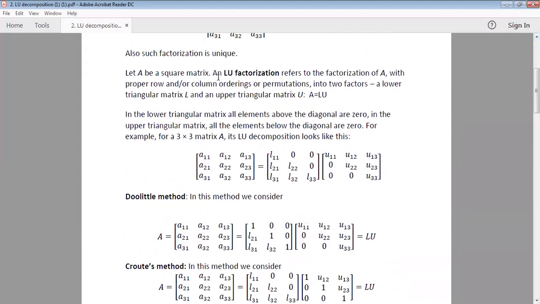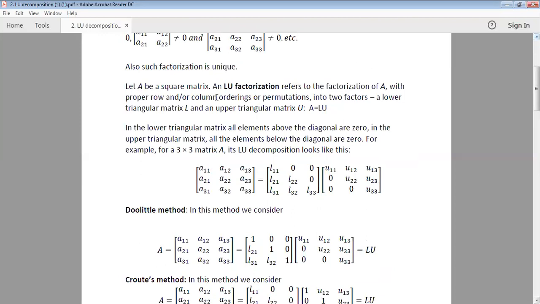Let A be a square matrix, and LU factorization refers to the factorization of A, with proper row and or column orderings or permutations, into two factors, a lower triangular matrix L and an upper triangular matrix U, that is A equals LU. So the meaning of this sentence is, sometimes we can factorize A by reordering the columns or rows.